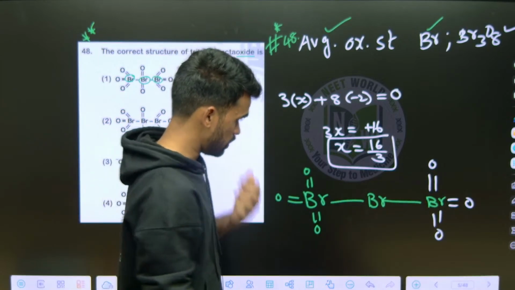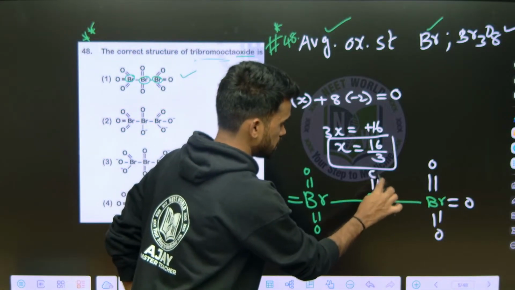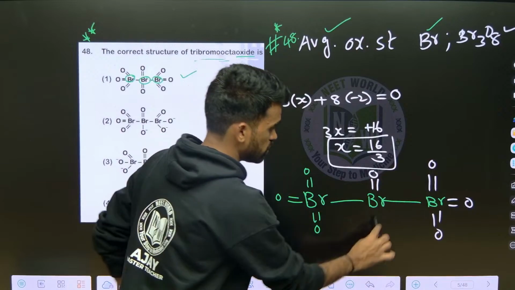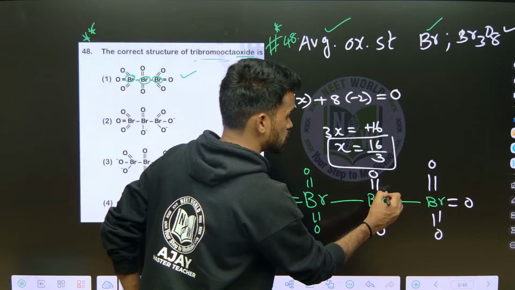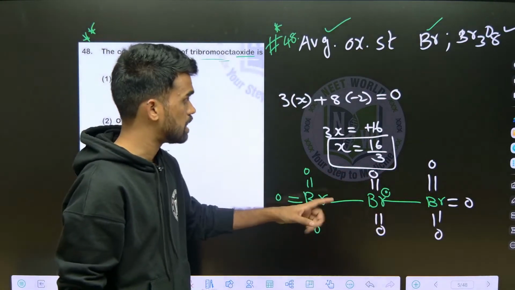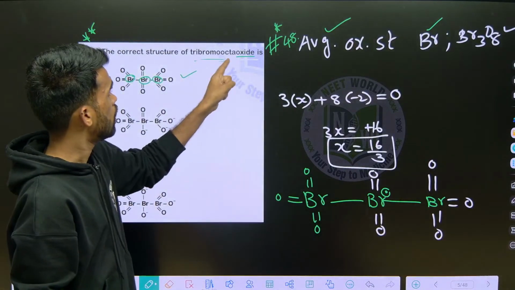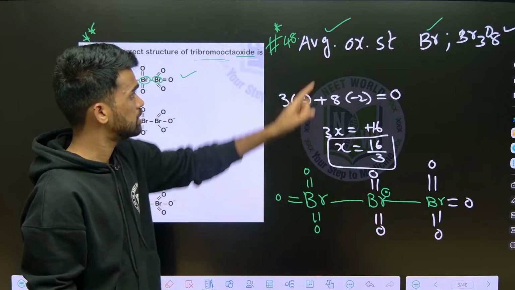But for the central one, look here: this side 1 bond, this side another bond, 2 bonds over, and this is 4 bonds over, 5, 6 bonds over. It means there is one more valency electron on this bromine. So I can say this is the structure of tribromo octa oxide, the structure of Br3O8.